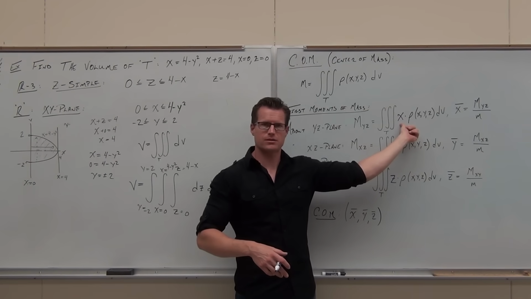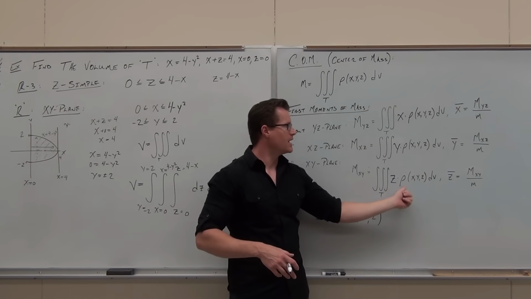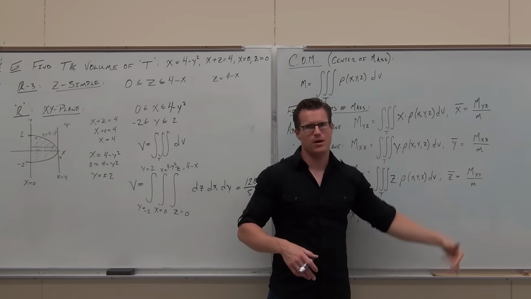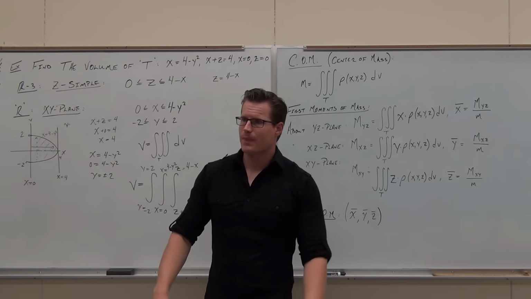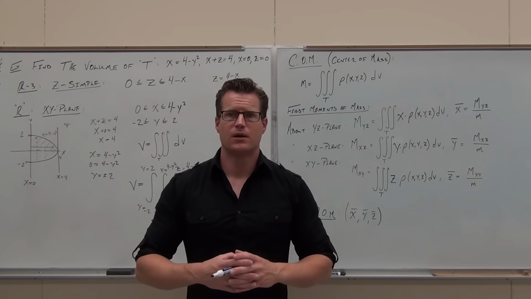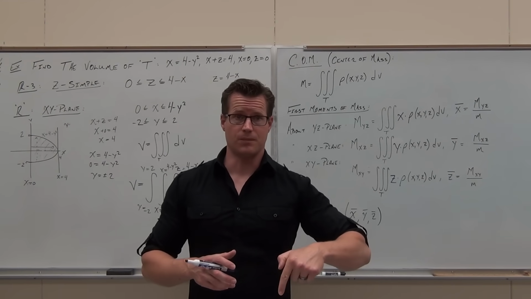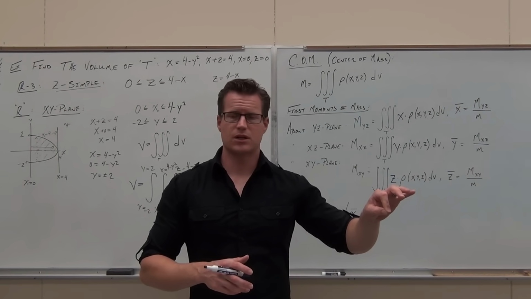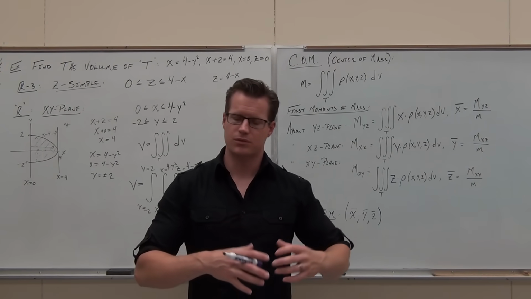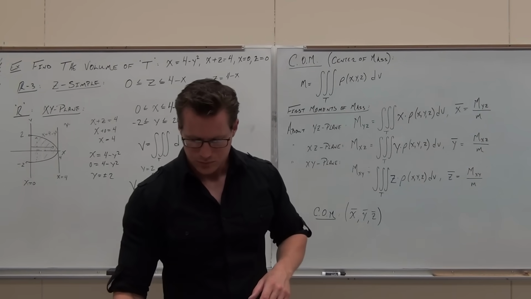You just tack on an x, a y, and a z, and it gives you the x, the y, and the z coordinates if you divide by mass. And that gives you the center mass. That's typically how these things are used, is find center mass of a 3D region. We're not going to do any examples of this in this section. But in the next section, you're going to get a shot at doing this. We're going to find the center mass with some triple integrals.